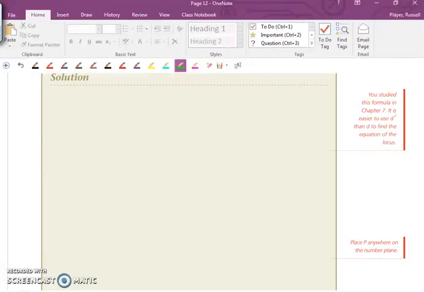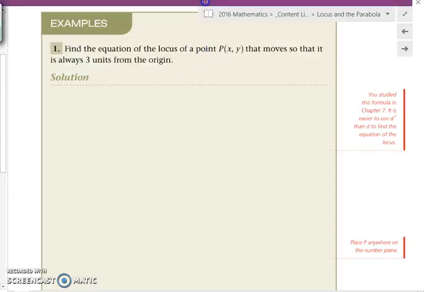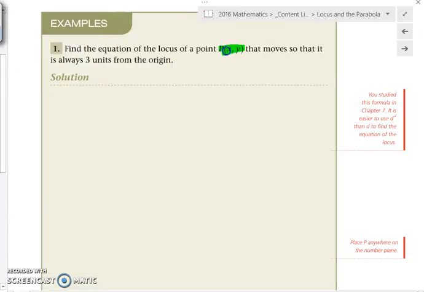I'm just going to change that. Oh, no, I won't change that bit. Sorry, I'll change this bit, just that bit. I'm going to give it another name. Goat. See what I've done? I made silly. Good me. Find the equation of the locus of a goat that moves so that it is always 3 units from the origin.